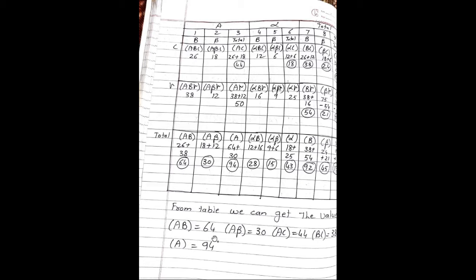AB is equal to 64, A beta is equal to 30, AC is equal to 44, BC is equal to 38, and the value of A is equal to 94. Next example.